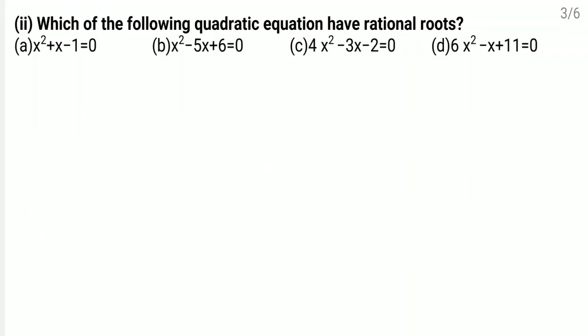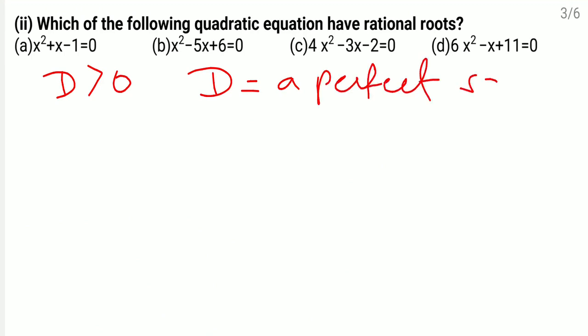Come to the second one. Which of the following quadratic equations have rational roots? If you want rational roots, it means that D should be greater than 0 and D should be a perfect square. If these two qualities are there, then you can say that the equation has rational roots.